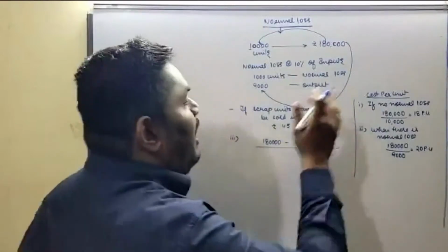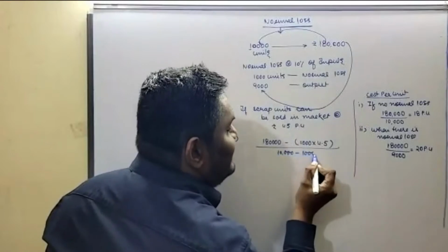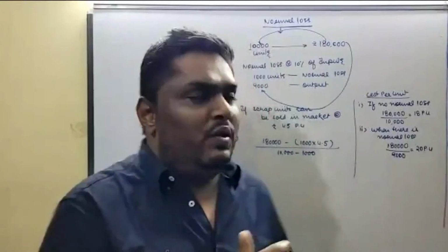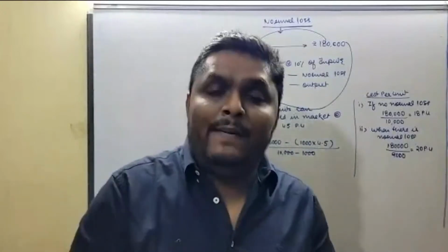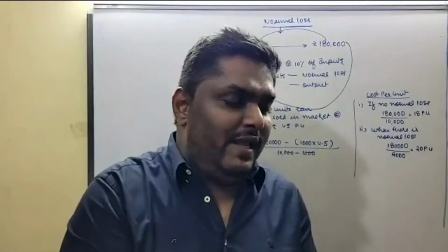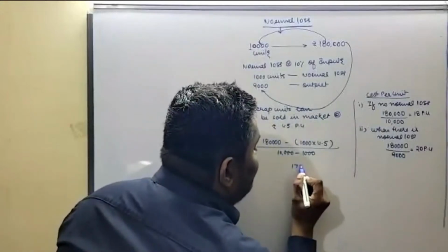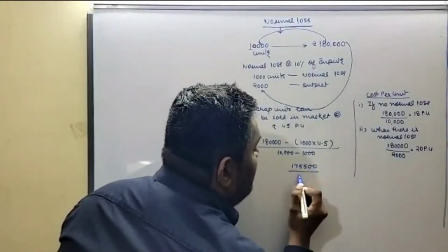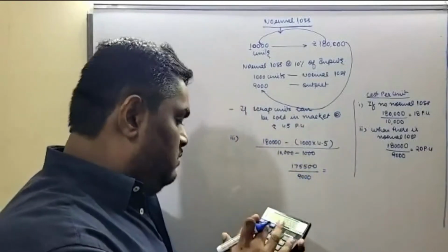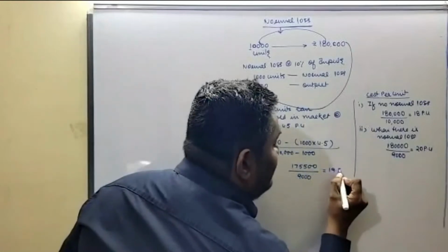Divided by how many units? 10,000 units minus 1,000 units. As I said, the cost of the normal loss will be absorbed by good units. So in short, हमारा खर्चा कितना हो रहा है? 1,80,000. How much we are recovering? 4,500. So my total cost now will be 1,75,500 for the remaining 9,000 units. So the cost per unit will be how much? 19.5 per unit.